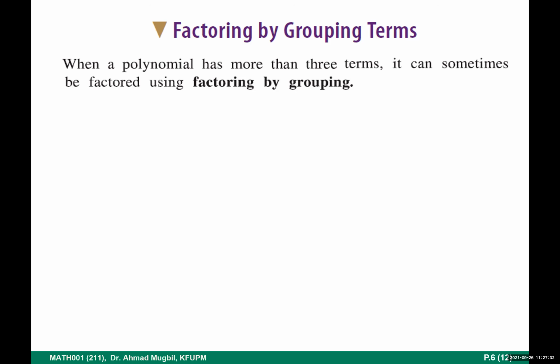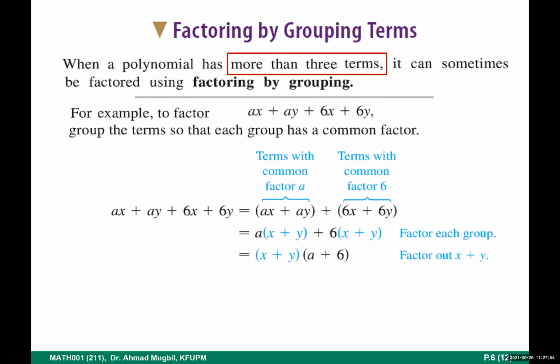Now, when a polynomial has more than 3 terms, it can sometimes be factored by what? By grouping. What is grouping? It is clear from the name. You will divide the terms into 2 or 1 or 3 groups. It depends. Okay. And this is indeed the opposite of applying the distributive property. Look at this. I remember that I mentioned this for you in P5. I told you in P5, when you multiply binomial by binomial, this is what you will get at the end. The question is how to go back, how to go in the opposite direction.